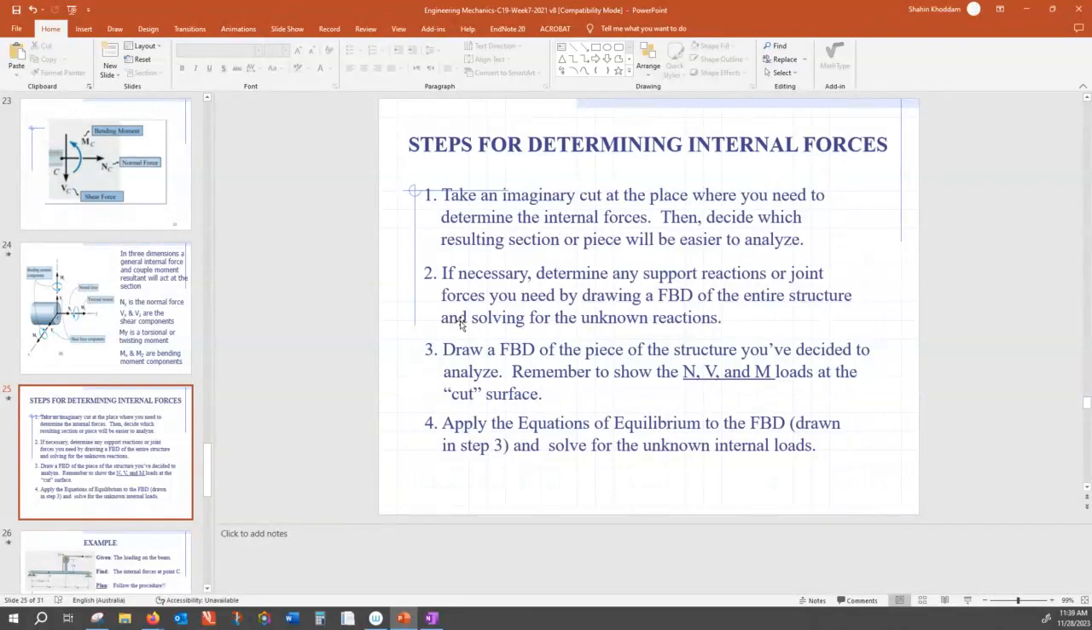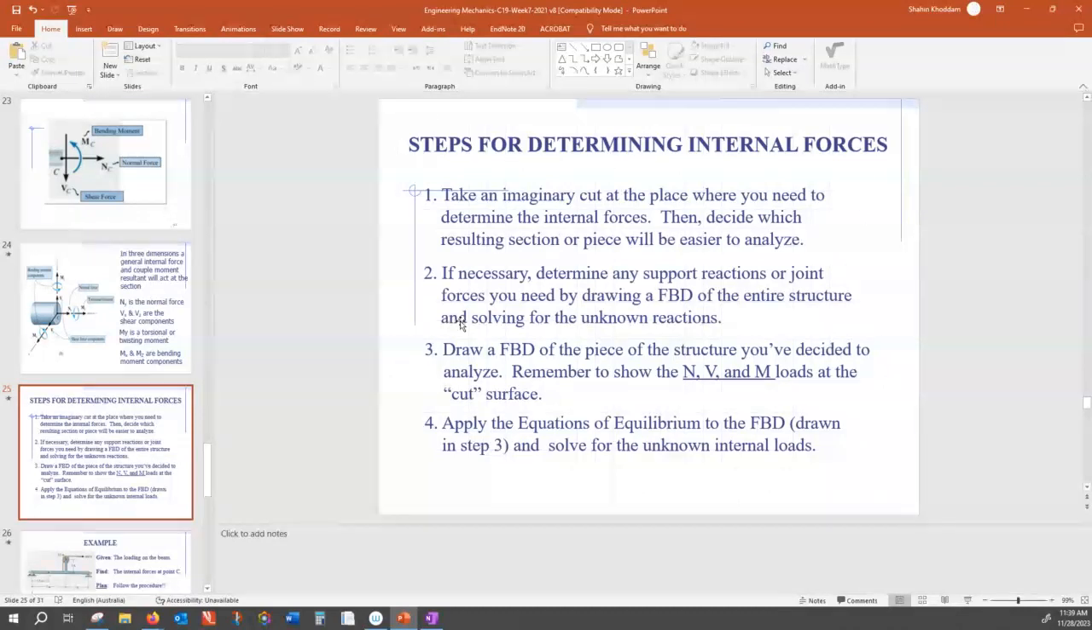It's the left-hand side, right-hand side free body diagram. Then you decide whether to take the left-hand side or right-hand side, whichever is easier to solve. And yes, in most cases, you need to know the support reactions beforehand. In some problems, you can get away without finding the reactions and still find the internal forces.